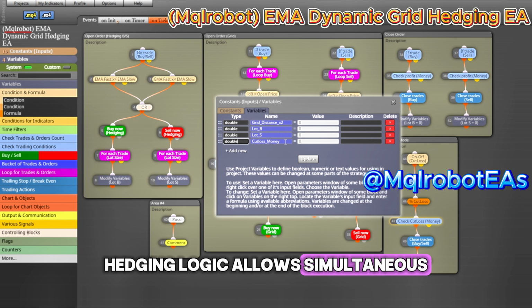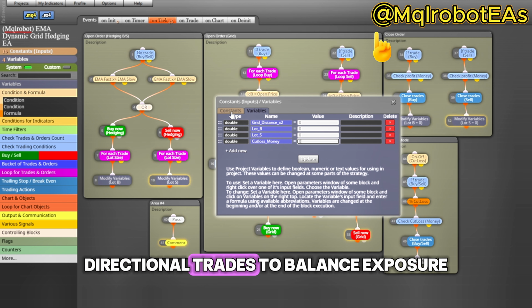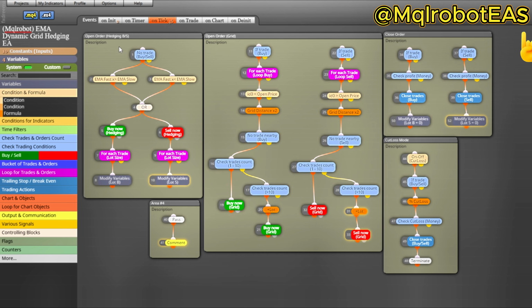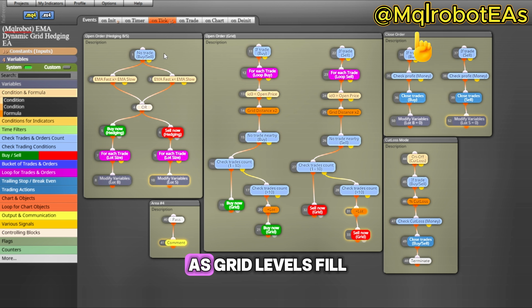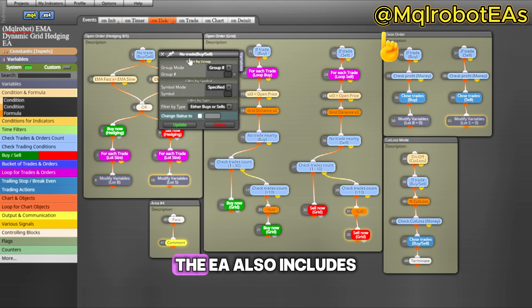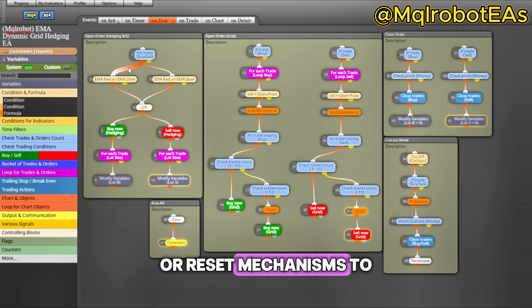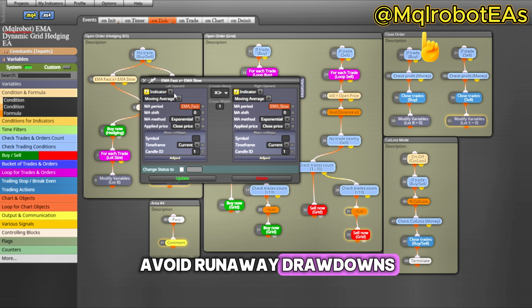Hedging logic allows simultaneous or counter-directional trades to balance exposure when the market moves against active orders. Dynamic adjustments may occur. As grid levels fill, lot size or hedge layers adapt. The EA also includes profit-taking logic and cut loss or reset mechanisms to avoid runaway drawdowns.